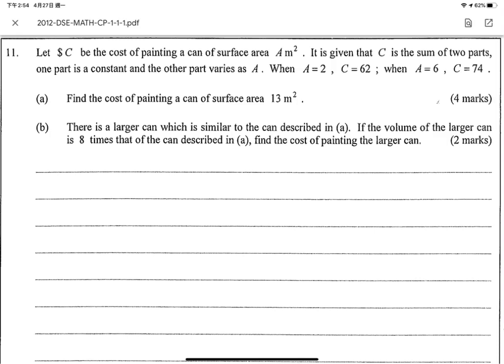Last minute series 10. This is about variation, especially partial variation. Okay, so I will go through 6 examples. This is the first example.